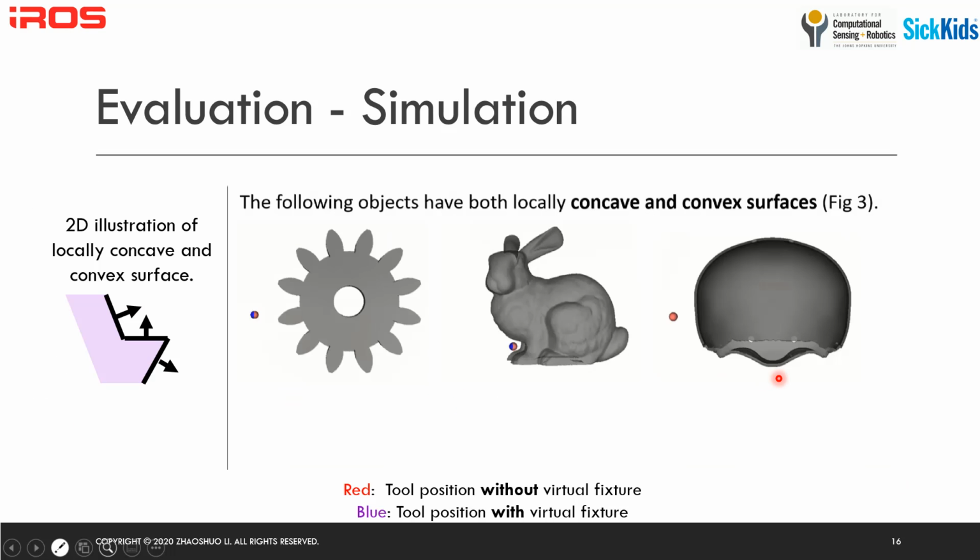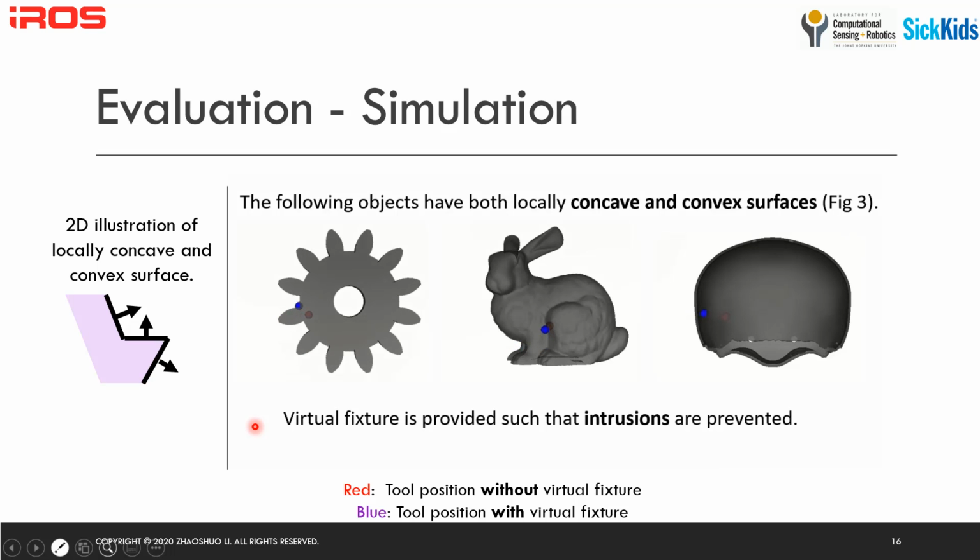For real-world objects, they usually contain both locally concave and convex surfaces, as shown here. However, our algorithm is agnostic to local surface geometry and can successfully stop the tool from entering the object.